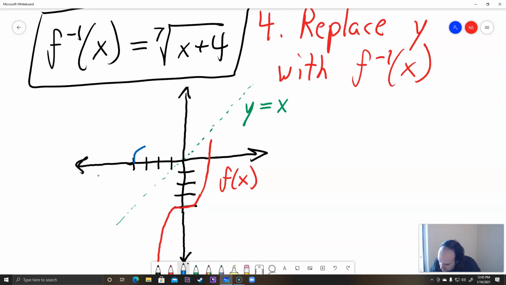And it's going to be rotated by exactly 90 degrees. Okay, so it'll look something like that. And again, that's just a sketch. Not perfect, but you know, we get the idea. Okay, so that's a sketch of f inverse.